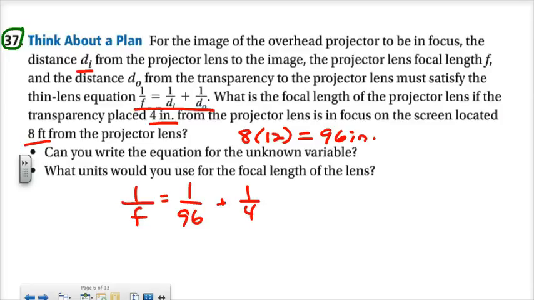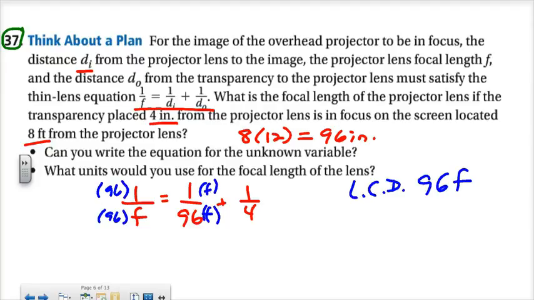Now, this is kind of interesting because this is actually in the wrong section. If they just wanted us to leave it like that, this would be a good problem for this section. But what we're actually trying to do here is solve. So we would want to figure out, what's our least common denominator here. And the LCD is going to be 96F. So, pardon me, the first fraction is going to need a 96. This one's going to need an F. And this one, 24.